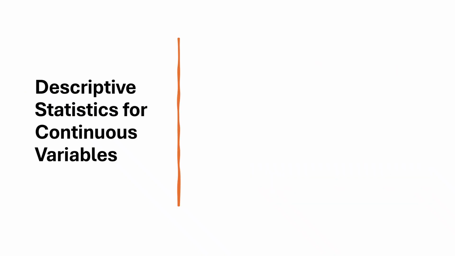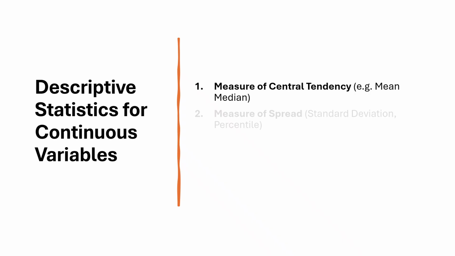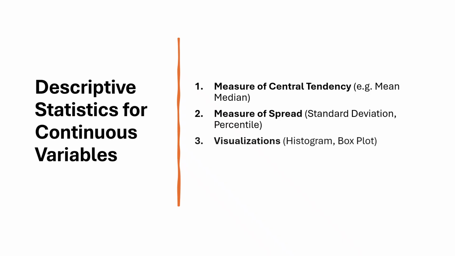So in summary, we describe continuous variables first by providing their central tendency in the form of mean and median. Then we provide the spread in the form of standard deviation or percentile. And then we also provide one visual, either histogram or box plot or both.